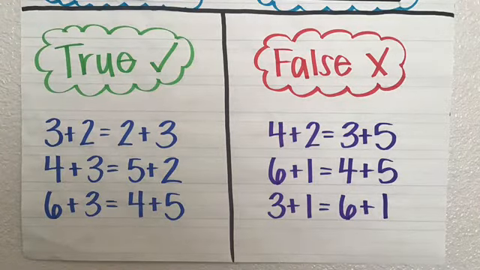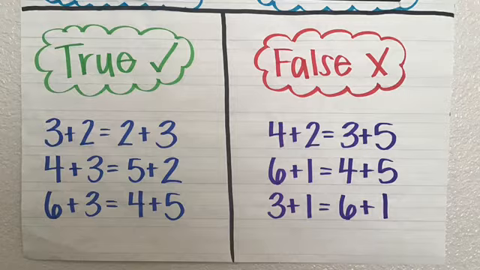Now we are going to look at some true equations and false equations. The first true equation I have is 3 plus 2 equals 2 plus 3. If I add 3 plus 2, I get 5. And if I add 2 plus 3, I also get 5. So that equation is true.